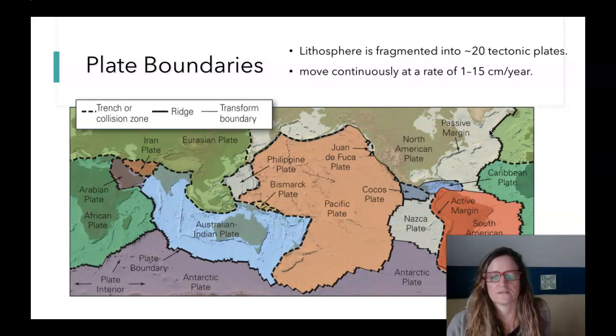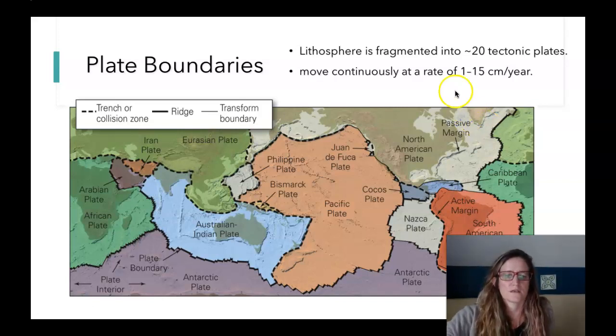Transform boundaries, there's only a few that are plate boundaries. So the transform plate boundary over here in California, known as the San Andreas Fault System, that's a transform plate boundary. There's also transform motion at the northern edge of the Caribbean plate. Transform boundaries, then, for plate-wide boundaries, there's fewer of those.